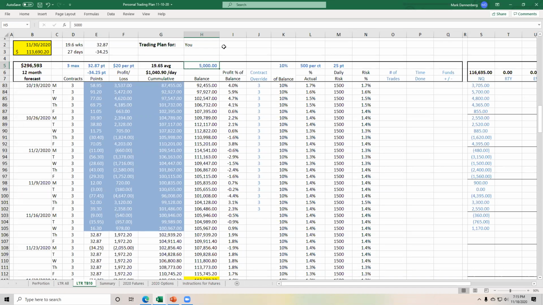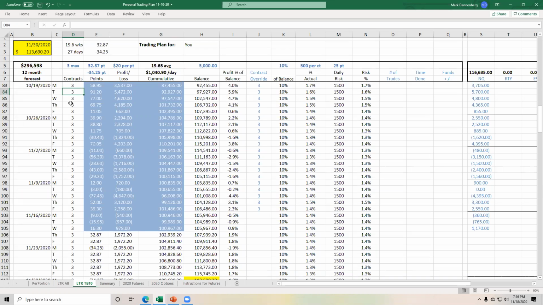By starting with $5,000 and then trading a number of contracts where the margin requirement on those contracts would not exceed 10% of the balance of the account, the personal trading plan has scaled us up from 1 contract to 2 contracts and now to 3 contracts.